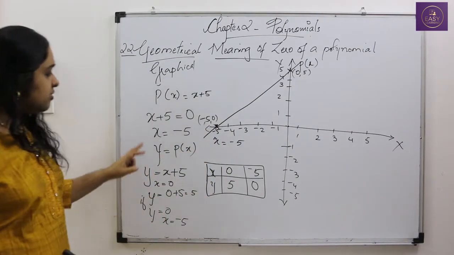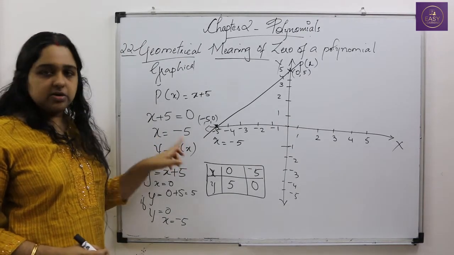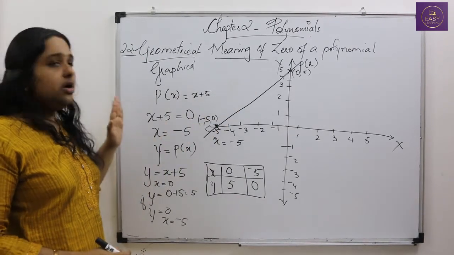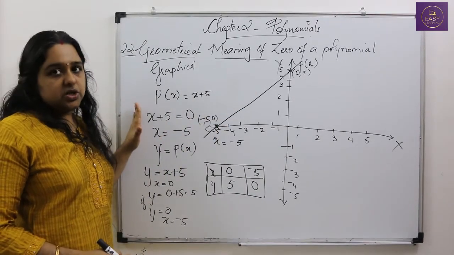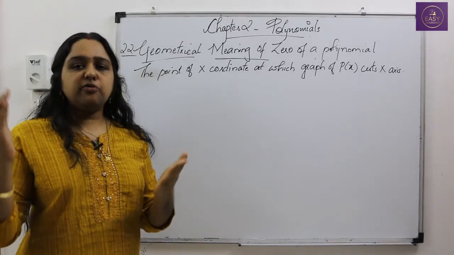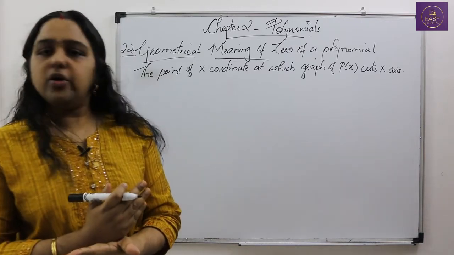We already calculated this using our algebraic method. The zero of this polynomial is x equals minus 5. So both are the same. This is the graphical representation and this is our algebraic representation. So now you know that the x coordinate at which the graph of p of x cuts the x-axis is the zero of that polynomial.